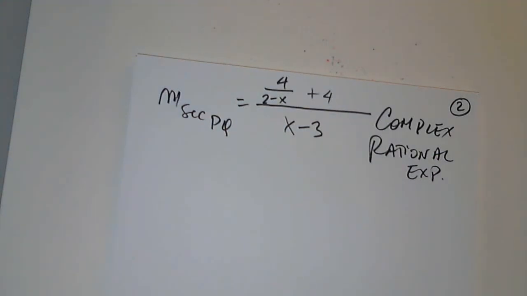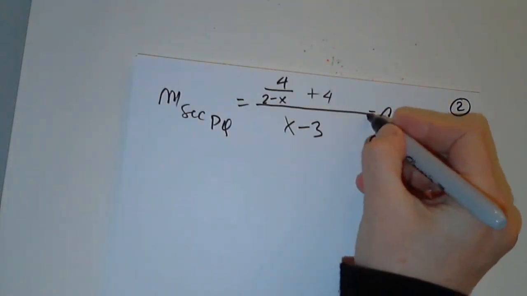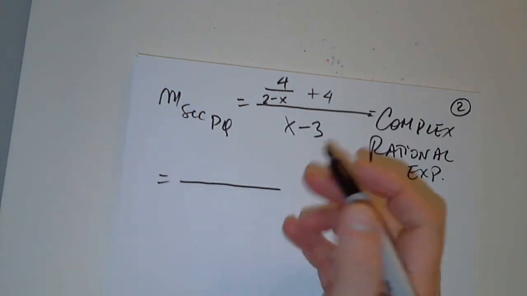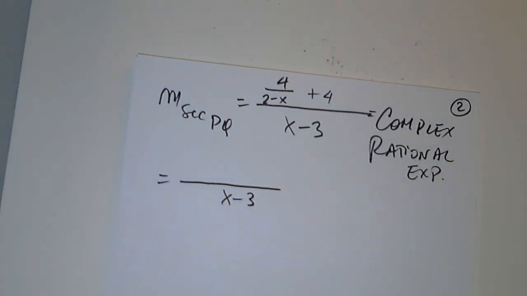We have to simplify it fully. Excellent. Good. So let's do that. The denominator is just x minus 3. There is nothing I can do to it. But what about the numerator?